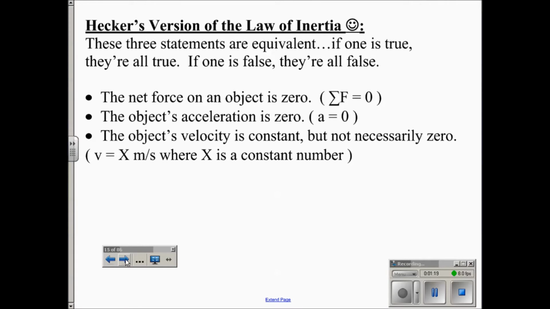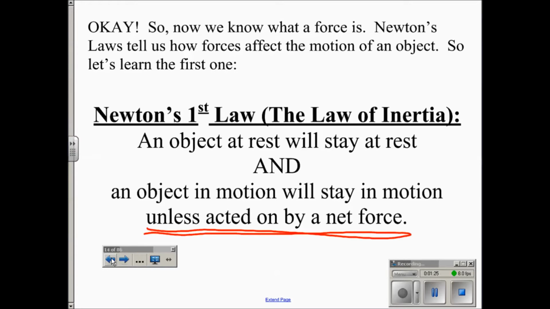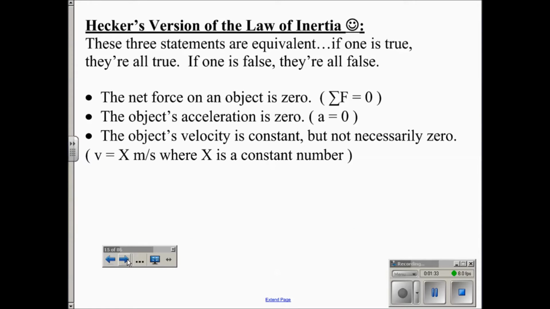So here's how I usually write Newton's first law. What I tend to find is that this version of Newton's first law is great conceptually. An object at rest stays at rest, an object in motion stays in motion, unless there's a force on it. But it doesn't help you that much in terms of problem solving. So here's how I like to write it. I'm going to write these three statements on the board here. If one of them is true, they're all true. So it's all or nothing. If one is true, they're all true. If one is false, they're all false.